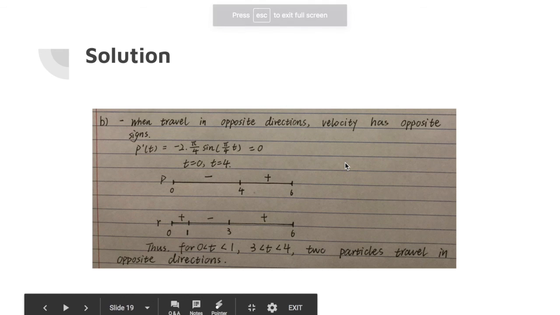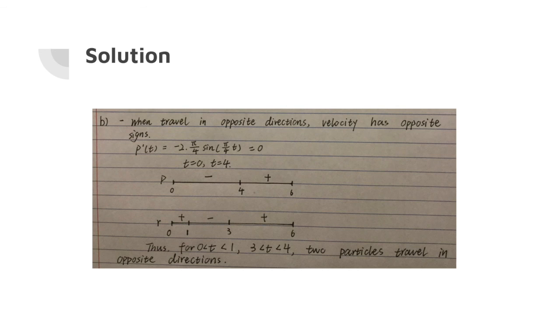Number B. Find the times t during which the two particles travel in opposite directions. When traveling in opposite directions, the velocities have opposite signs. After we figure out the velocity functions for both particles, we create a number line to compare in which regions they have opposite signs. The solution is for t greater than 0 and less than 1, and t greater than 3 and less than 4, the two particles are traveling in opposite directions.